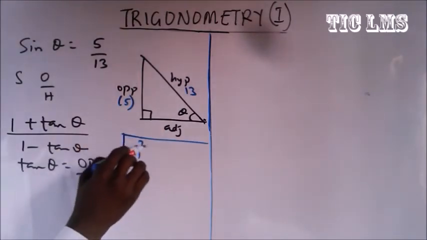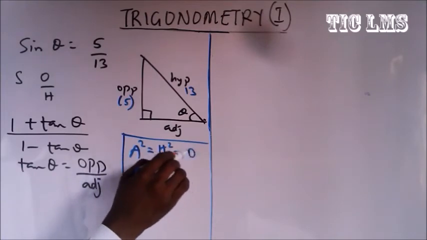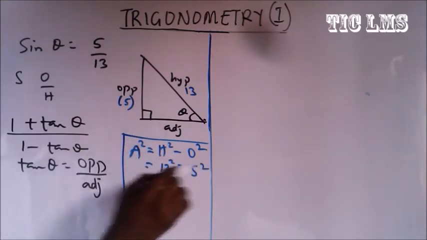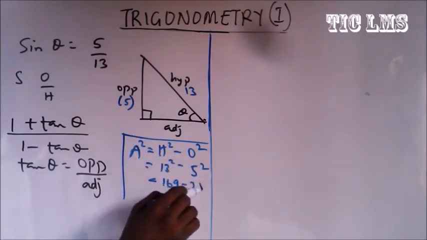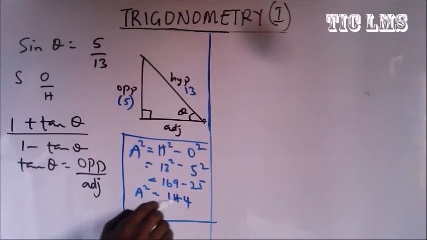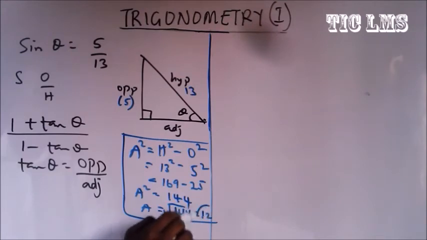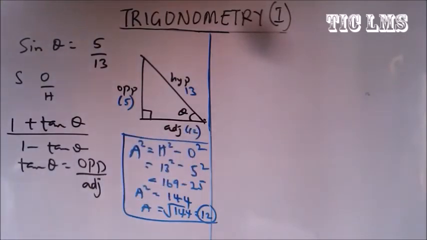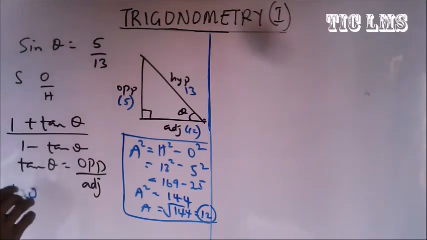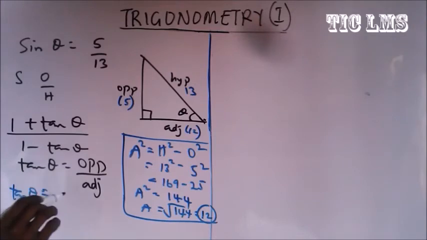And we have that adjacent squared equal to hypotenuse squared minus opposite squared. Hypotenuse is 13 squared minus opposite, which is 5 squared. And so we have 169 minus 25. This gives 144 equal to adjacent squared. Hence, adjacent equal to the square root of 144, that gives 12. So with this analysis, our adjacent is 12. So we place 12 in this place. Next, we can now substitute by saying that tan theta equal to opposite is 5 and adjacent is 12.